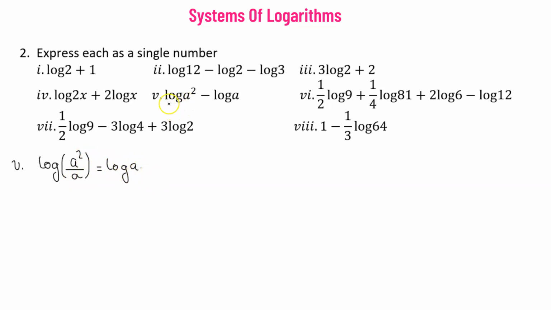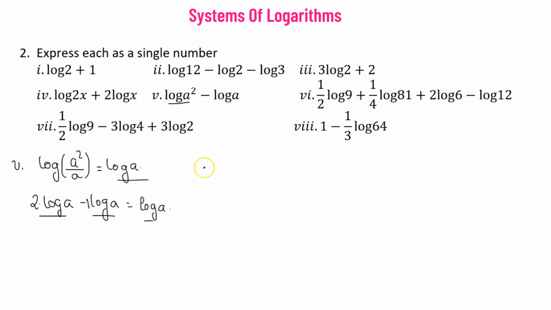There's also another way. So for log of a squared, we can bring the 2 to the front. So we have 2 times log of a minus log of a. They are like terms. So 2 log a minus 1 times log a. So this will be equal to 1 log a, or simply log of a, which means exactly the same thing. So we have obtained the same result.